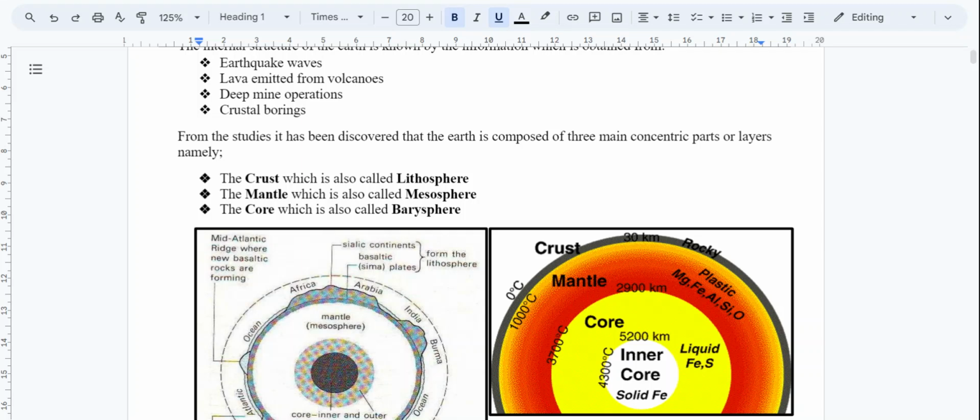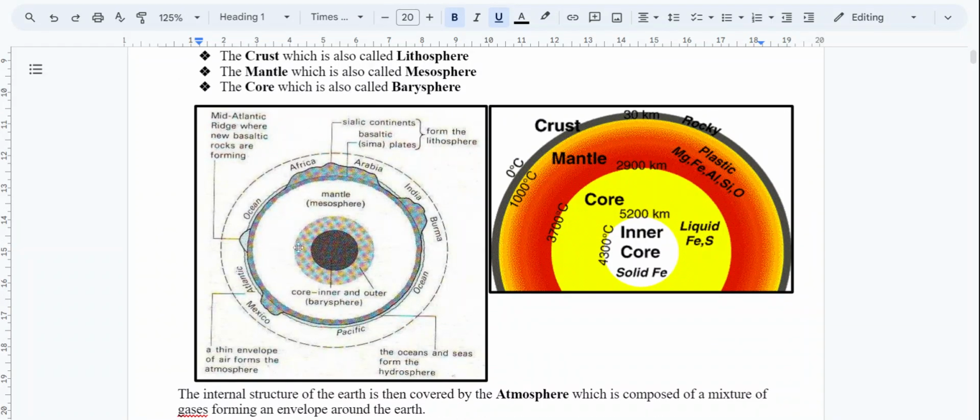The crust is what we call the lithosphere, the mantle is also known as the mesosphere, and the core is also known as the barosphere. This is the diagram that we see. Everyone may pay attention. At the center of the Earth, we have the inner core, which is solid iron. The temperature is about 4,300 degrees Celsius, and it covers a distance of about 5,200 kilometers.